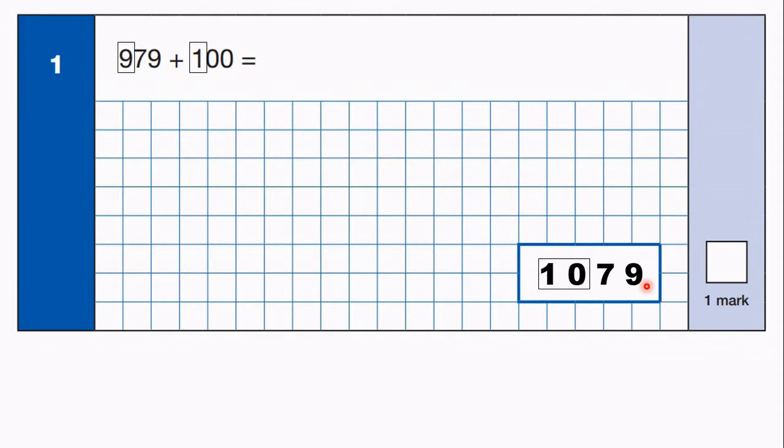1079. Now with these early questions, it's really important to use mental methods where we can, because using the column method for questions like this will really slow us down.